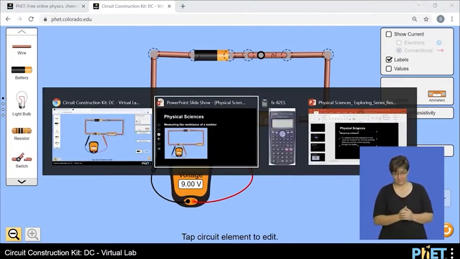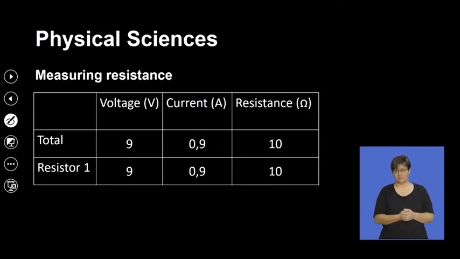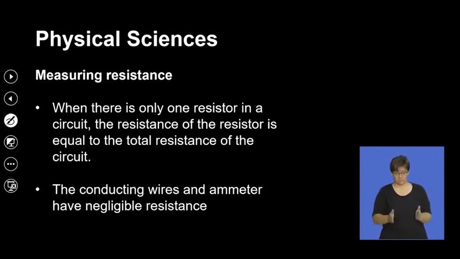Simple, straightforward. There's nothing rocket science about that. So this is what we have verified. Now, we want to measure resistance. If there's only one resistor in a circuit, as we have seen in the previous example, the resistance of the resistor is equal to the total resistance of the circuit.